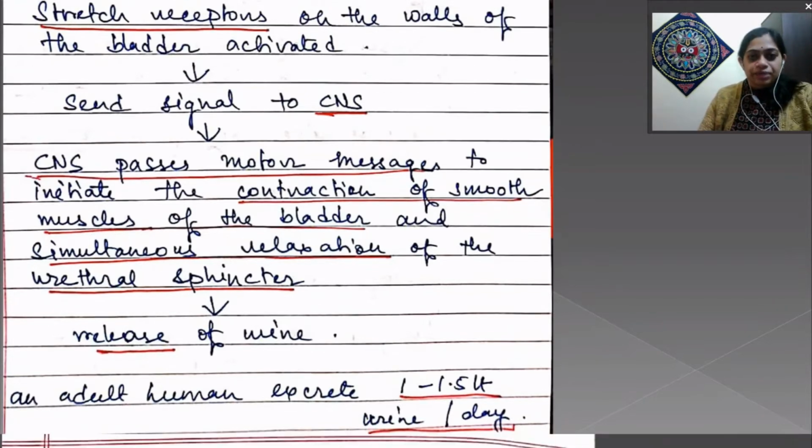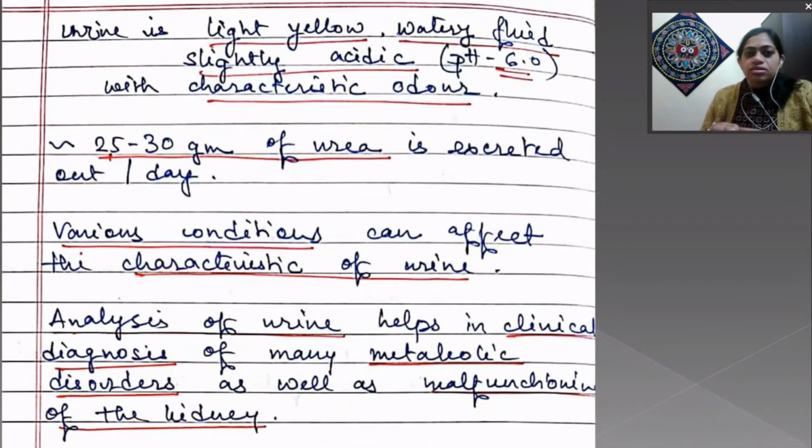An adult human excretes almost 1 to 1.5 liters of urine per day. Urine is a light yellow colored, watery fluid, slightly acidic, with a pH of about 6.0 and a characteristic odor. The yellow color is mainly due to the presence of urochrome. Approximately 25 to 30 grams of urea, which is the nitrogenous waste of a human, is excreted out per day.